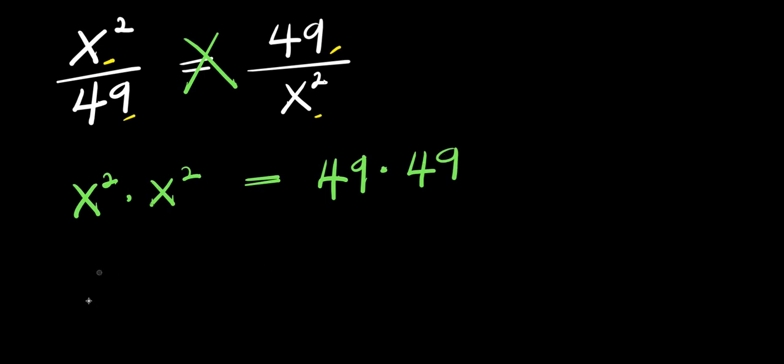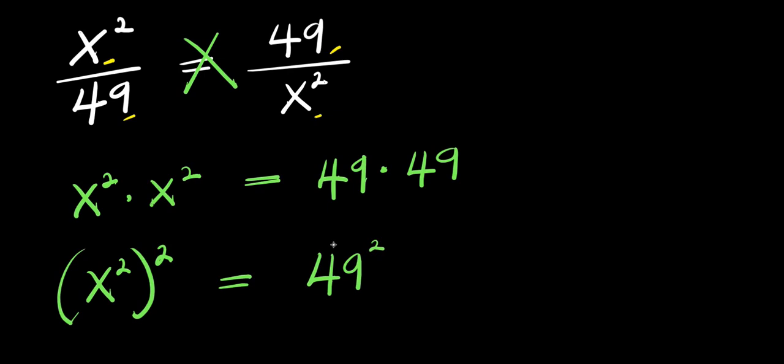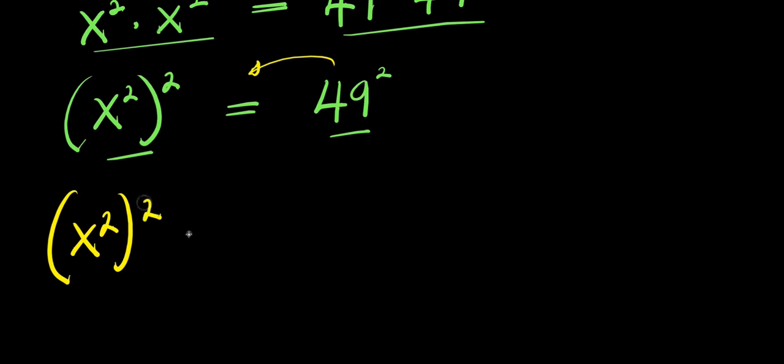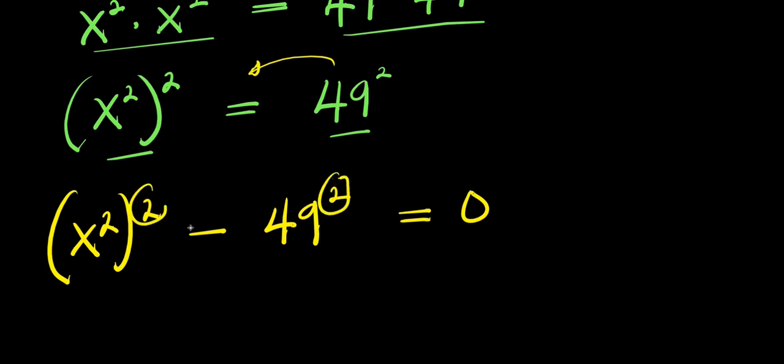So from here, x squared raised to the power of 2 equals 49 raised to the power of 2, because this simply means this and this means this. So I can move this over here: x squared raised to the power of 2 minus 49 raised to the power of 2 equals 0.